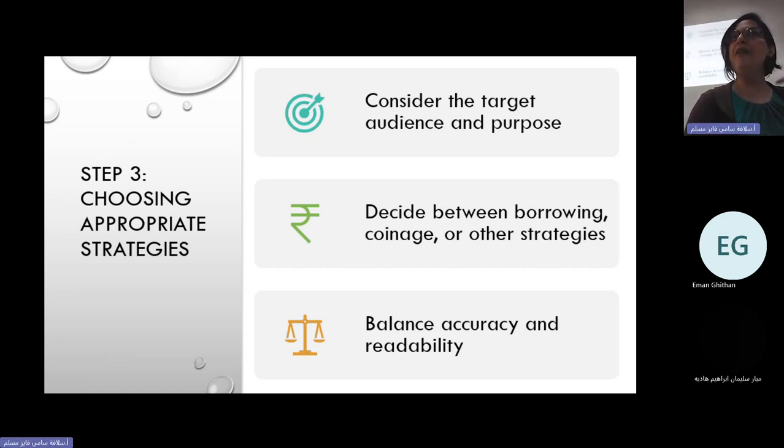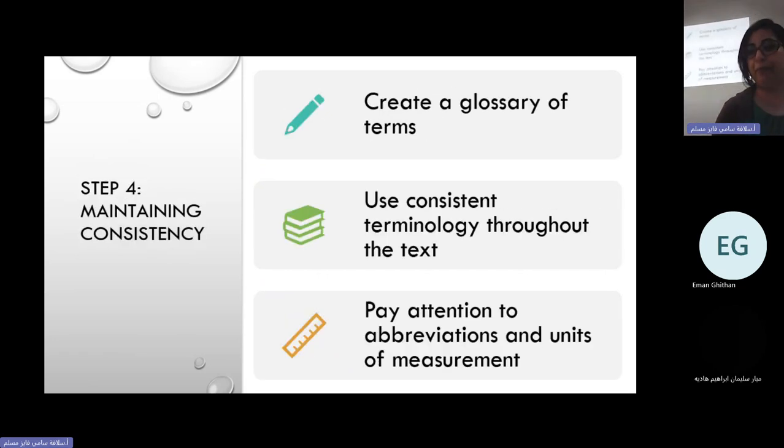I'm going through them fast because we already talked about them, okay? Maintaining consistency: create a glossary for yourself, if you want, or if you're thinking of becoming a technical or scientific translator in the near future, for example. Start from now preparing your own glossary database, okay? Use consistent terminology throughout the text, and pay attention to abbreviations and units of measurement.